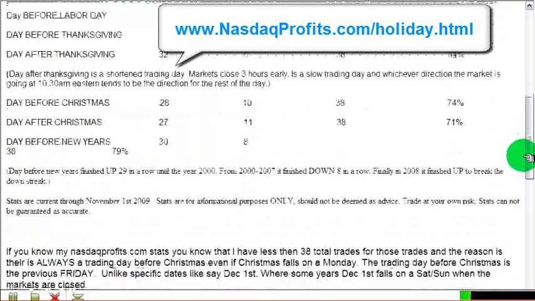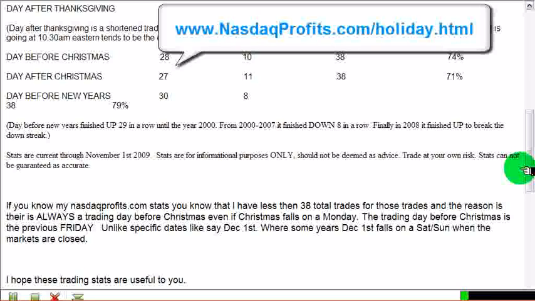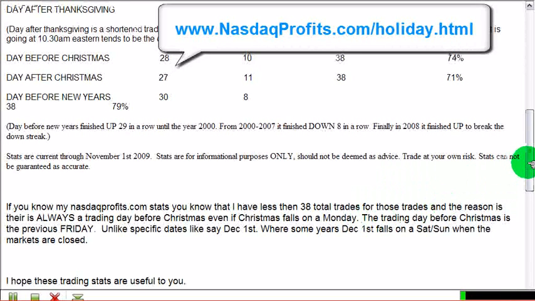Again, the stats are current as of November 1st, 2009. Trade at your own risk. This is not advice. All that good stuff. And I talked about the Nasdaq profits thing over there.